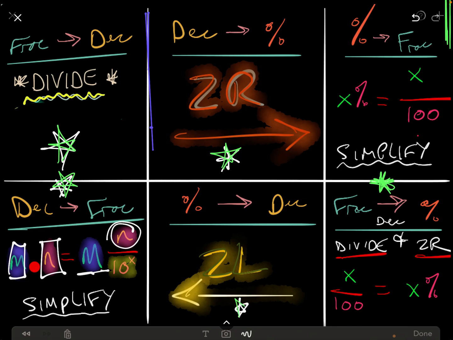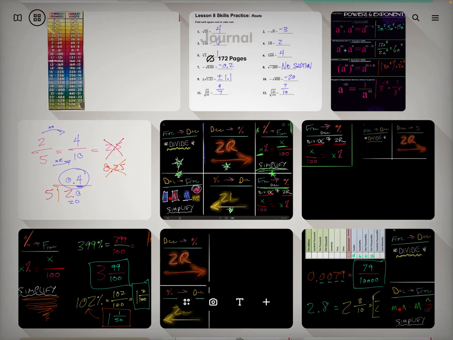Decimal to percent, you go 2 place values to the right. Percent to decimal, you go 2 to the left. The last one we did, percent to fraction: take your numerator, put it on top. Percent means per 100, divided by 100, and then look to reduce. Okay. Now, last but not least, fraction to percent.